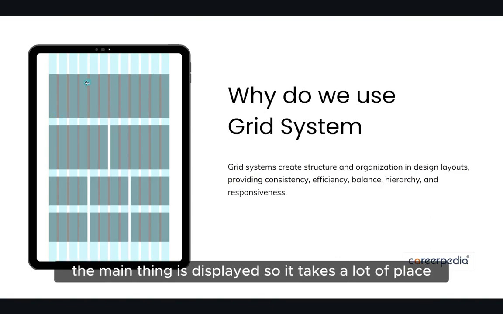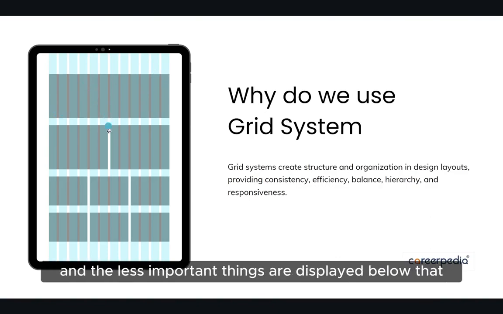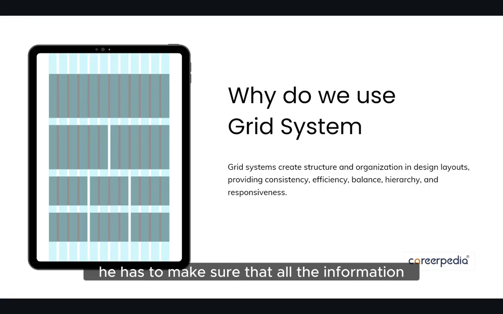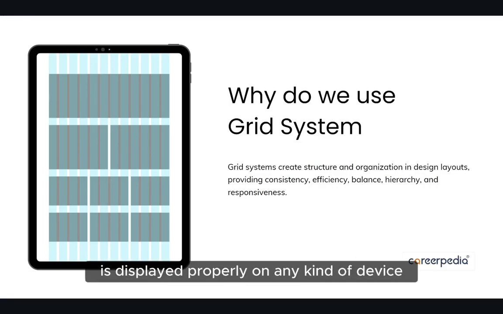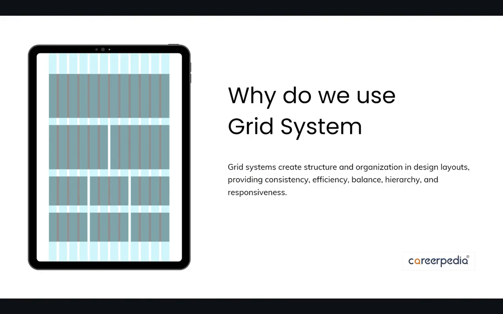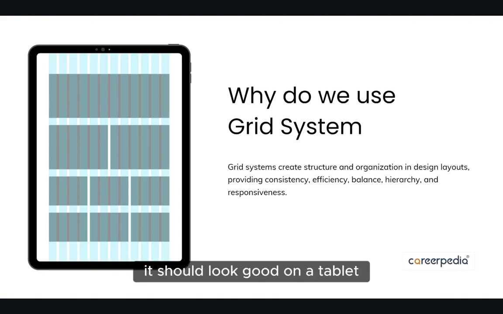Here the main thing is displayed, so it takes a lot of space, and the less important things are displayed below that. And responsiveness. Now what is responsiveness? When a developer is coding, he has to make sure that all the information is displayed properly on any kind of device. We cannot be sure that the user will always be using a laptop. So it should look good on a laptop, on a tablet, and on a phone. All these are very, very important.